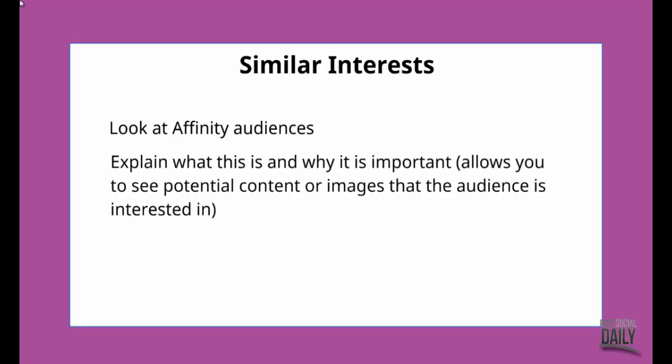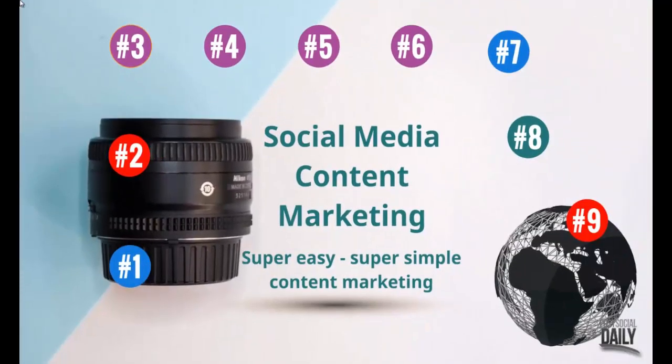And these are audiences that are related to the generic or general audience. So for example, if you think about basketball, somebody who's interested in sports or basketball may be interested in other things like running, and that would be an affinity audience. Now, the reason why we want to take a look at this is it allows us to broaden the amount of content that we can create. So let me go ahead and show you some examples of them.